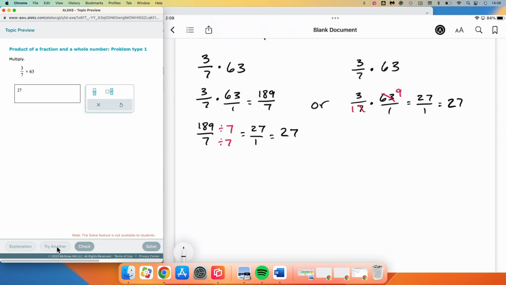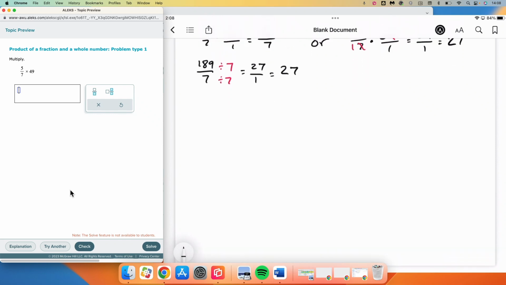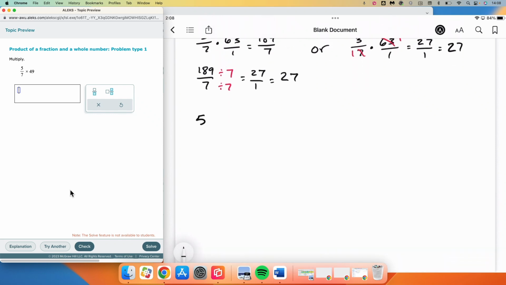We'll do 2 more here. We have 5 over 7 times 49. And again, I will demonstrate both methods. So 5 over 7 times 49 is going to be equivalent to 5 over 7 times 49 over 1, which is going to give us 245 over 7.